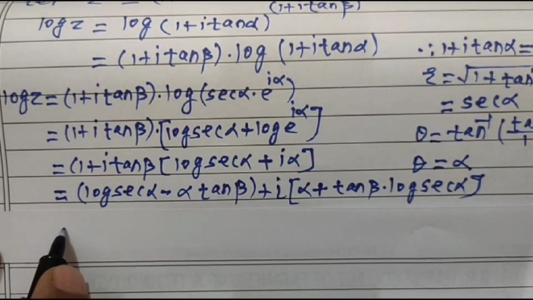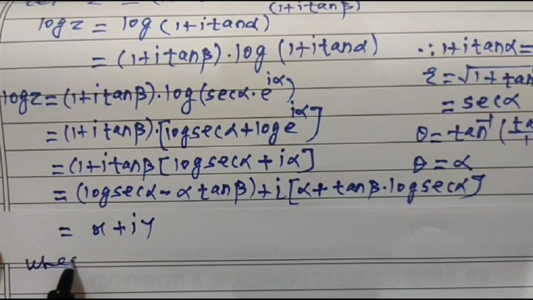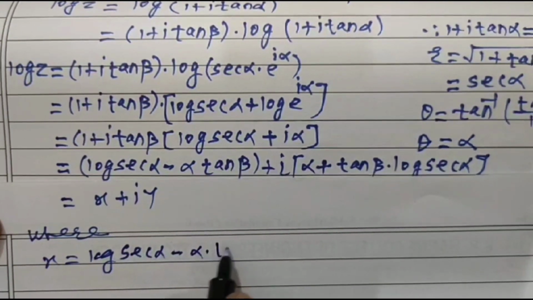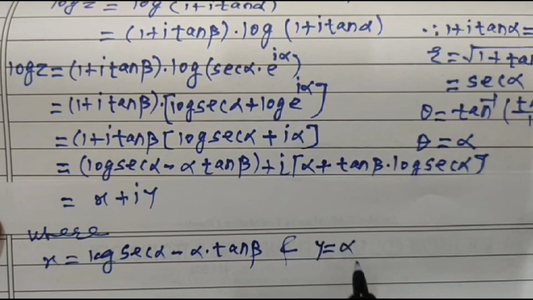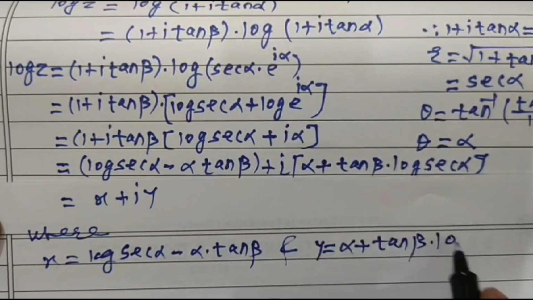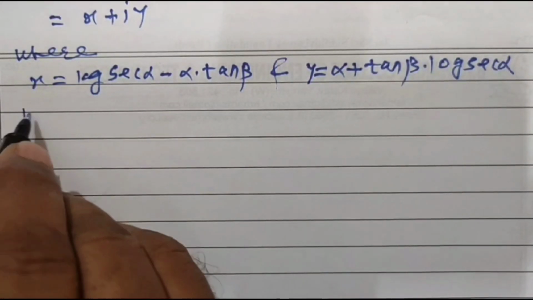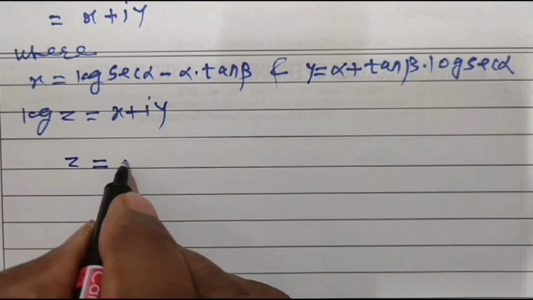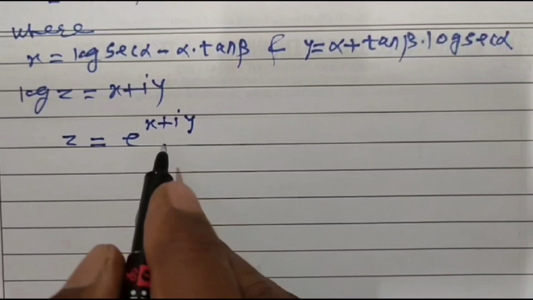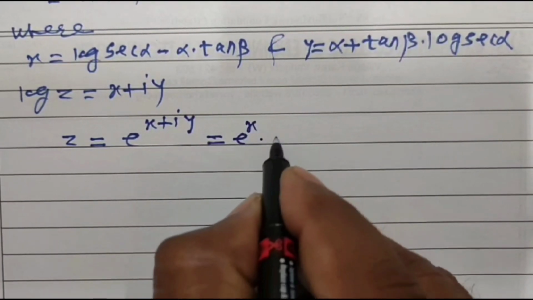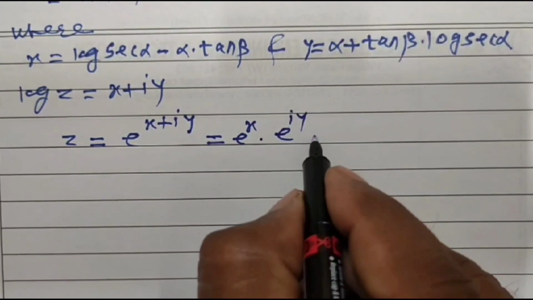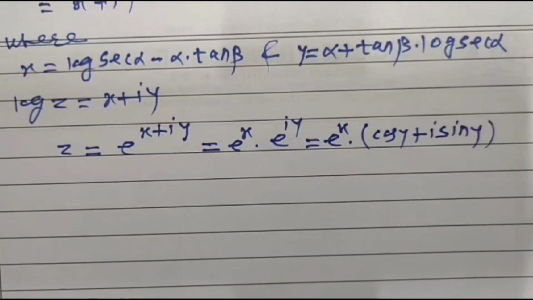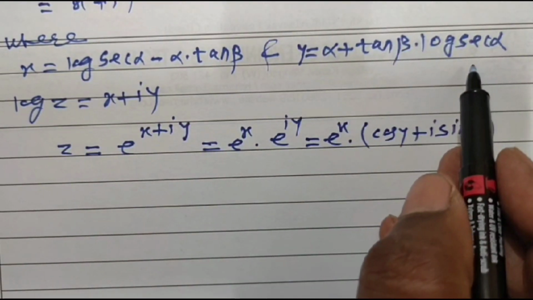Let us consider this equal to x + iy, where x is equal to log of sec alpha minus alpha tan beta, and y is equal to alpha plus tan beta into log of sec alpha. Suppose log z is equal to x + iy. Now taking exponential on both sides, z is equal to e to the power x + iy. This can be written as e to the power x into e to the power iy, which is e to the power x into (cos y + i sin y). X is this value and y is this value; we are assuming this.